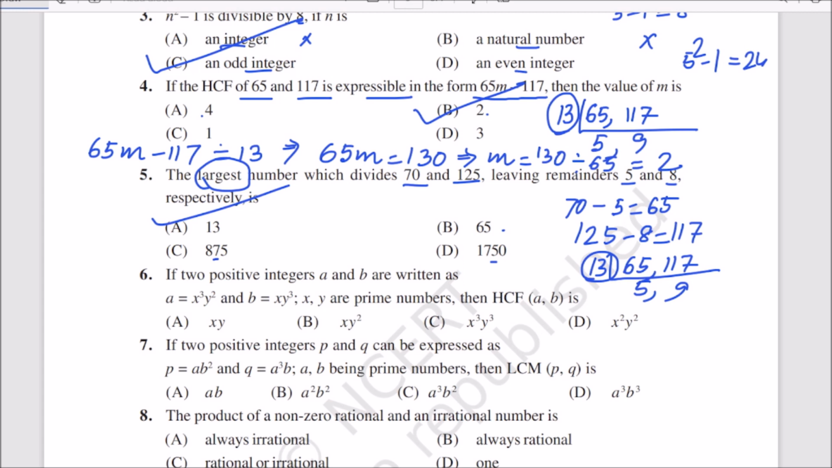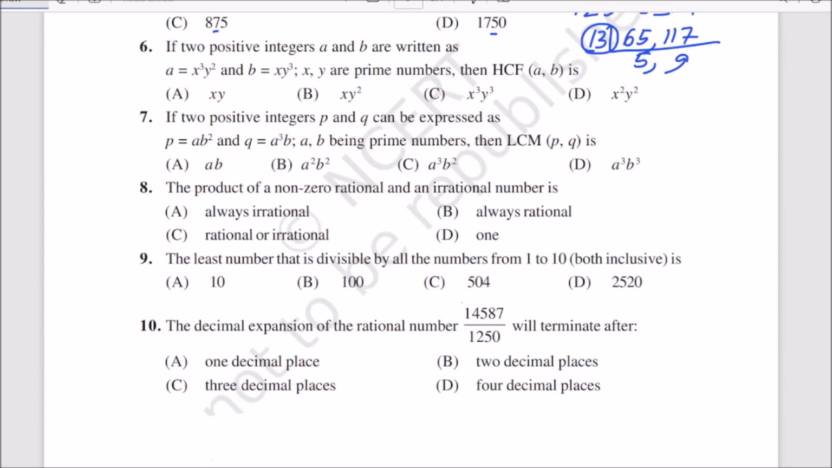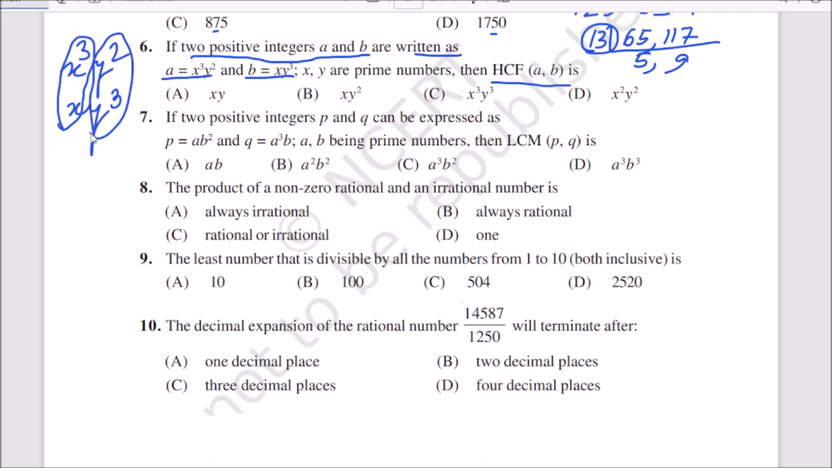Next is question number 6. If two positive integers a and b are written as a is equal to x cube y square, b is equal to x y cube, where x and y are prime numbers, then the HCF of a, b. One is your x cube y square and one is x y cube. So what is the HCF? You will take the minimum power of x, so it will be x, then take the minimum power of y, that will be y square. So x y square is the answer.